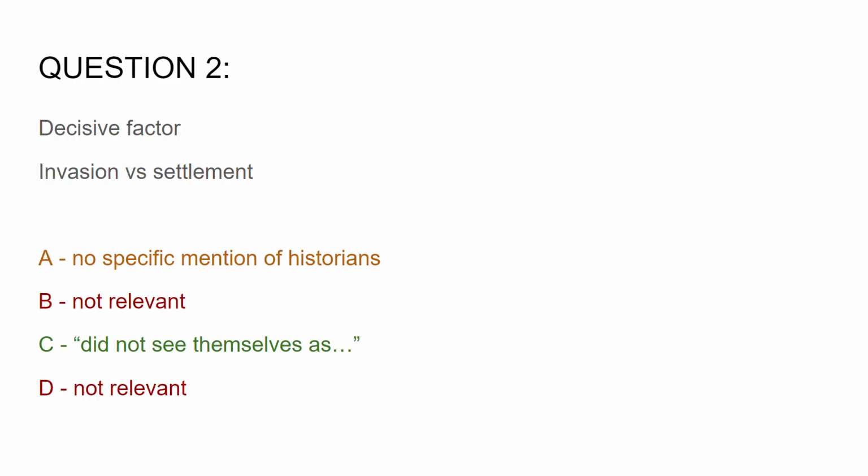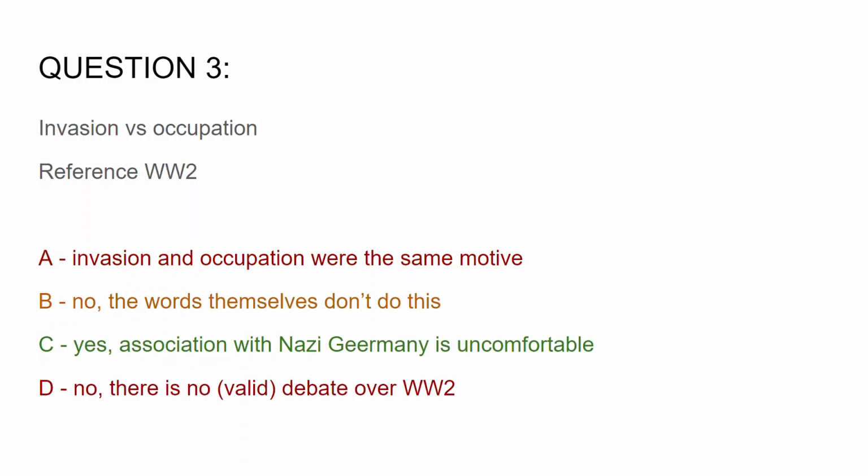And then the answer is C, which is what those who arrive see themselves as doing. And our evidence for this is the phrase "did not see themselves as." So it's referencing saying Governor Phillip did not see himself as invading. And so that's why we need to take that into account. So hopefully that made sense.